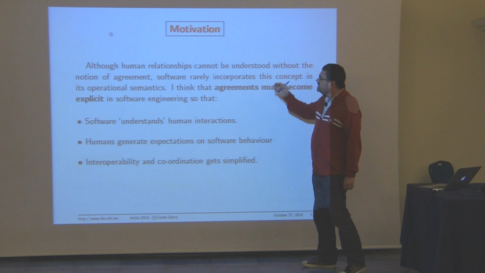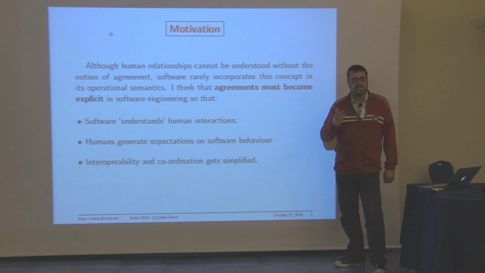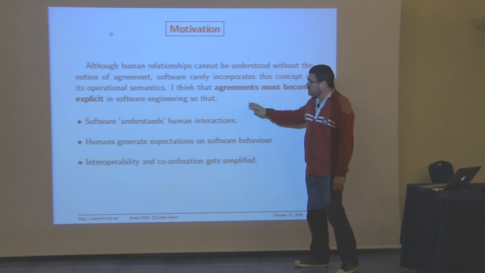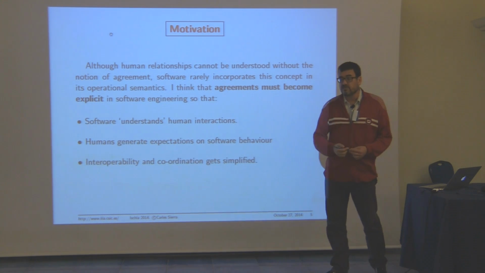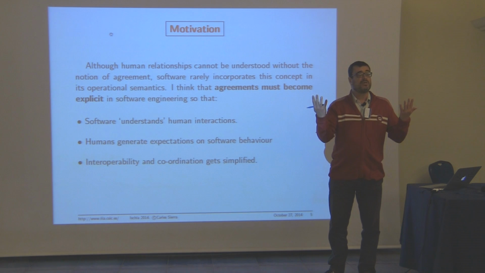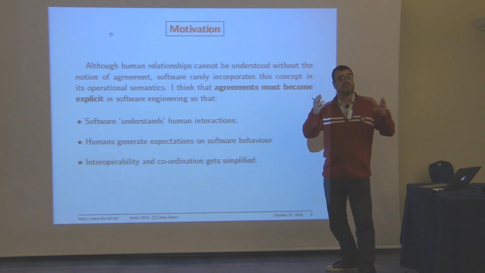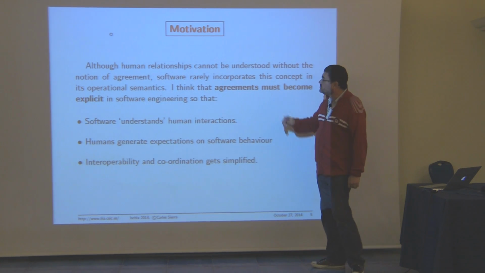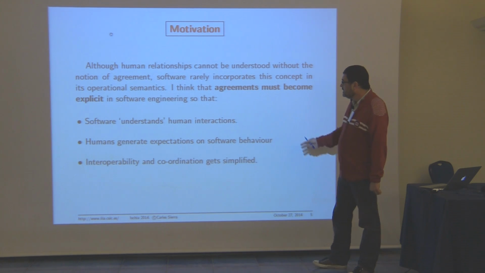So the idea behind agreement technologies and agreement computing is that agreement should become explicit in software engineering, so that there should be three effects. The first one is that software may understand better the human interactions. So we want software to somehow be a witness of the interactions between humans. The interactions between humans will be, to a large extent, dealing with the creation and the honoring of agreements. So we would like to see agreements explicit in software so that the software understands us.